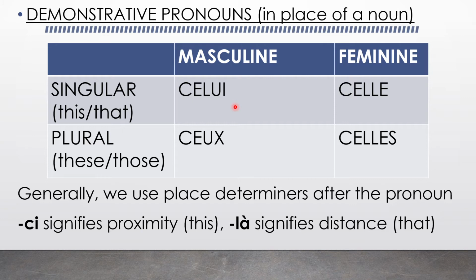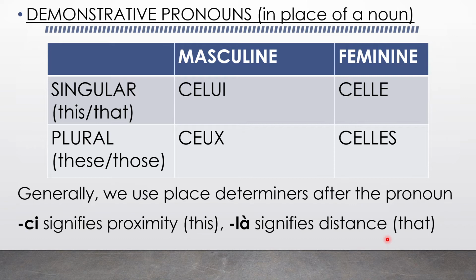That one. And celui-ci would be this one. The "ci" talks about proximity, something that is close to you, so it will be "this." And "là" talks about something that is distant, far away from you, so it will be "that." So celui-ci would be this one, okay? If you're talking about something masculine, celui-là would be that one.